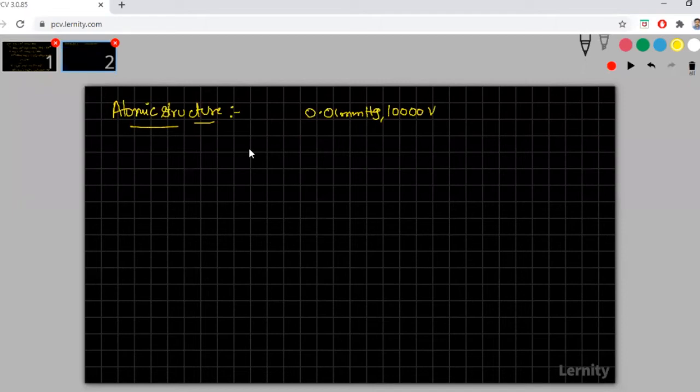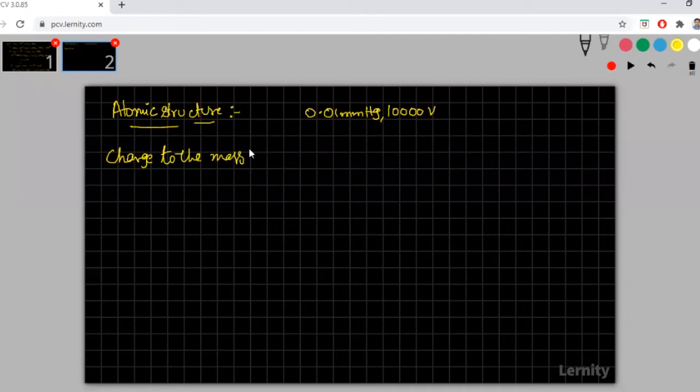And I gave some important points for this one. Are you clear on this now? So these are the topics we discussed yesterday. Next we will move on to the next part. The next part is charge to mass ratio.